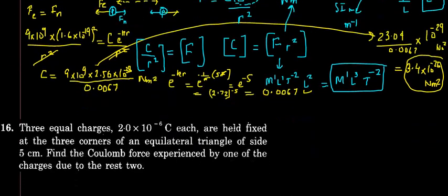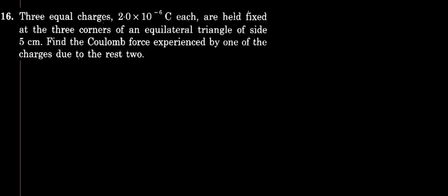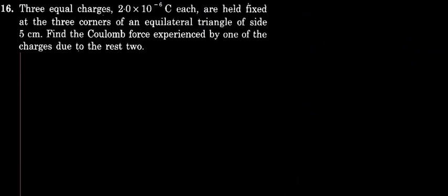Okay, let's look at the next question. Question 16. Here in this problem, we are given 3 charges. Each charge is 2 times 10 to the power of minus 6 Coulomb, held at 3 corners of an equilateral triangle of side 5 centimeters. Find the Coulomb force experienced by one of the charges due to the rest 2.